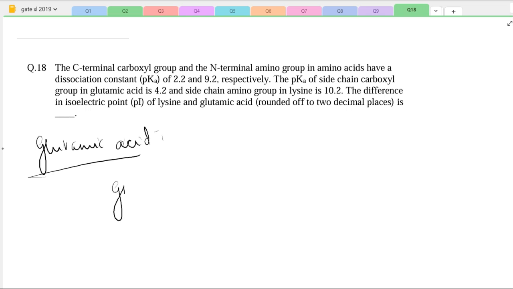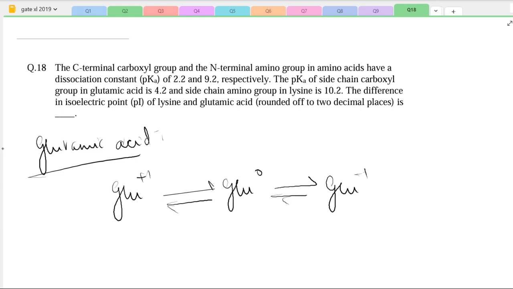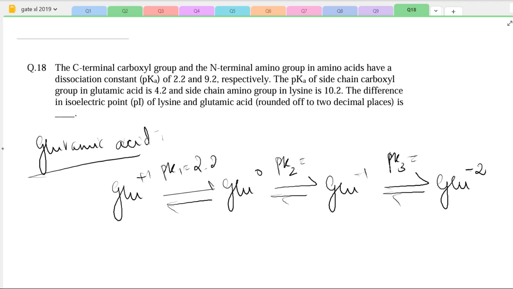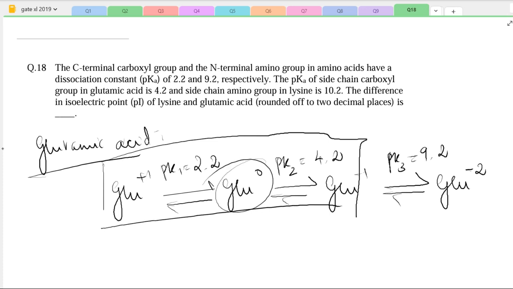For glutamic acid, it can go from glutamic acid plus 1 to glutamic acid 0, glutamic acid minus 1, since it's a negatively charged amino acid. It can also have glutamic acid minus 2. Now write everything in ascending order: pK1, pK2, and pK3. Here pK1 is 2.2, pK2 is 4.2, and pK3 is 9.2. If you have seen my previous videos, you should take the one where the neutral charge is involved, with plus 1 on one side and minus 1 on the other side.